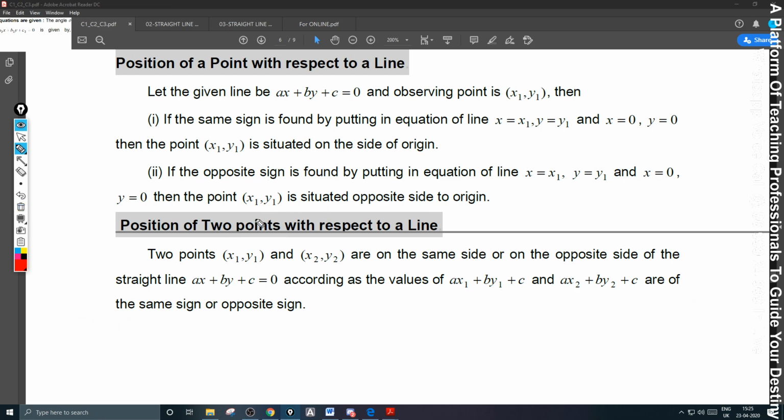Now coming to the next one. Position of 2 points with respect to a line is also important, and the same concept will be continued in 3D and vectors also.